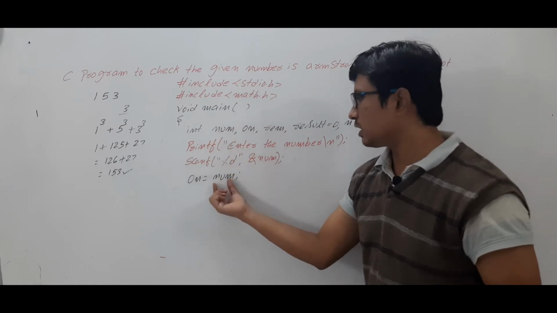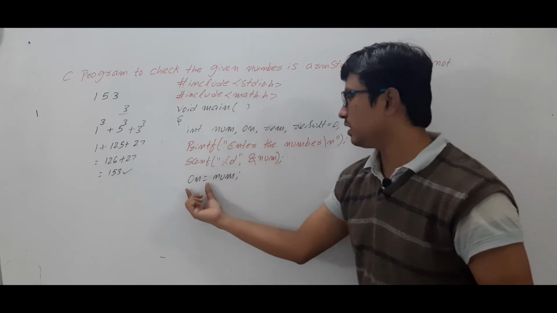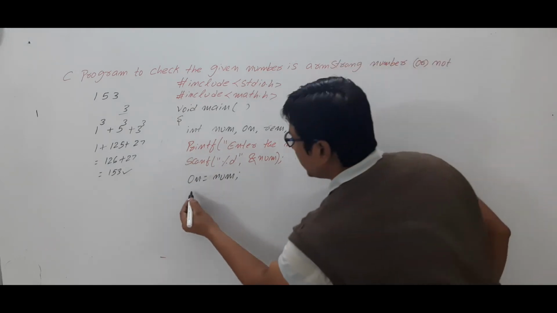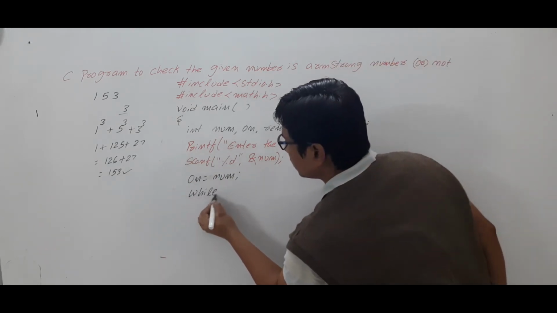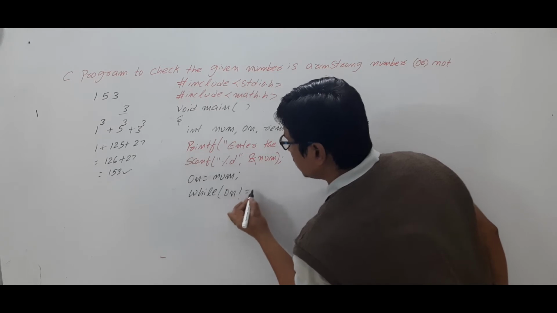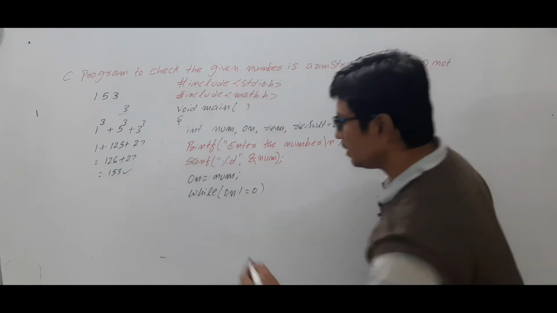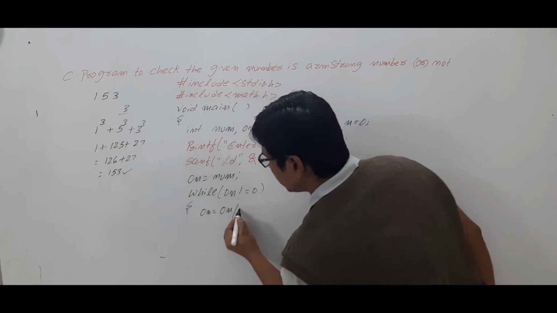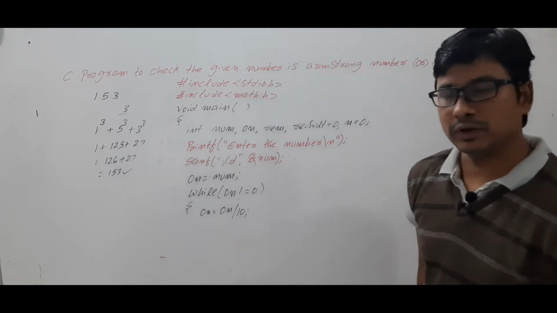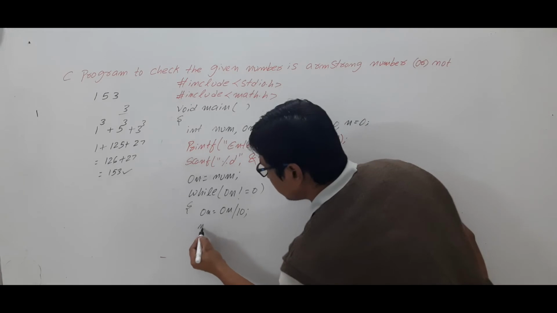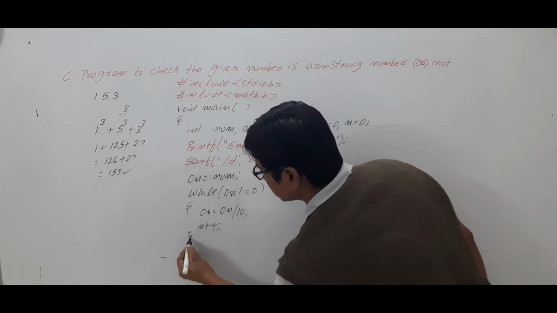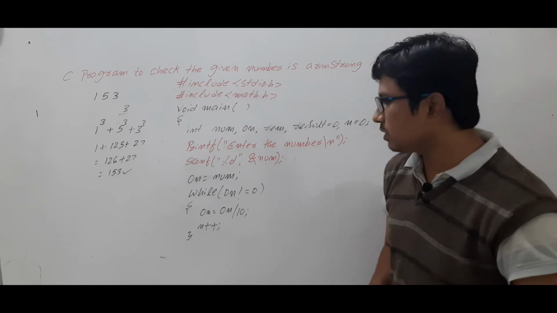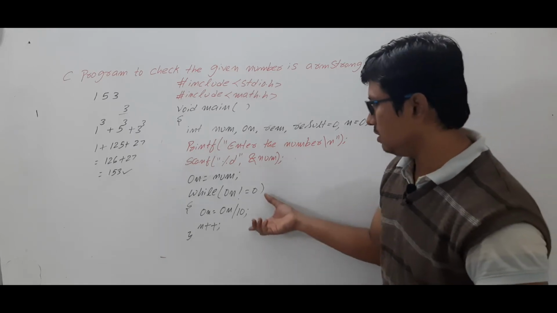So that's why I am taking a variable called on, and with this one I will do all these tasks. So while on, or original number, not equal to 0, on is equal to on divided by 10, and then I am performing the n plus plus.